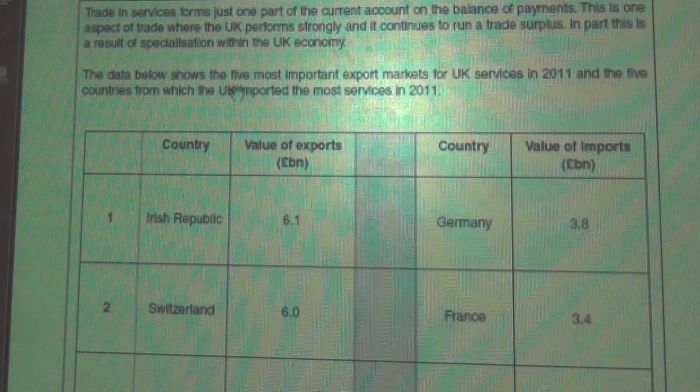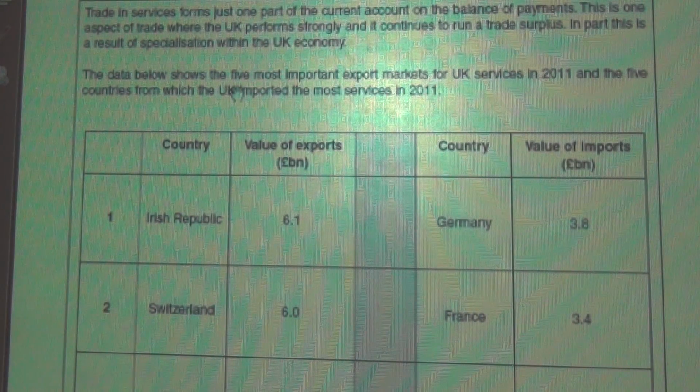So the paragraph goes on and it says, this is one aspect of trade where the UK performs strongly, and it continues to run a trade surplus. Now a trade surplus, ladies and gentlemen, is when the value of the exports is greater than the value of the imports. Note that the table says value of exports and value of imports. It is not quantity of exports or quantity of imports. Very important that you refer to values, not quantities.